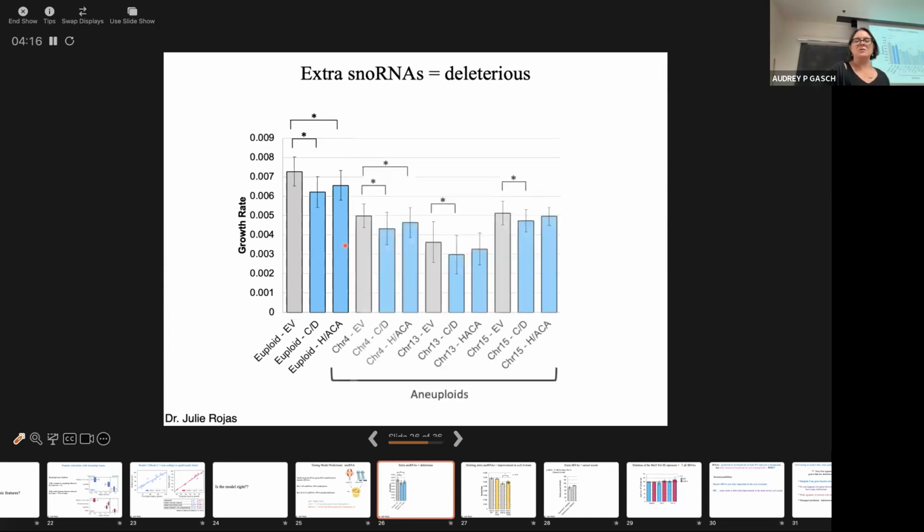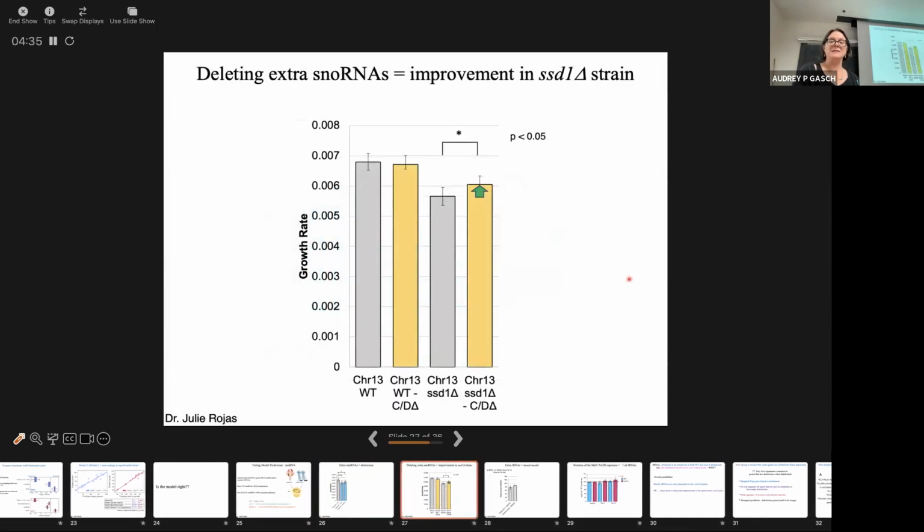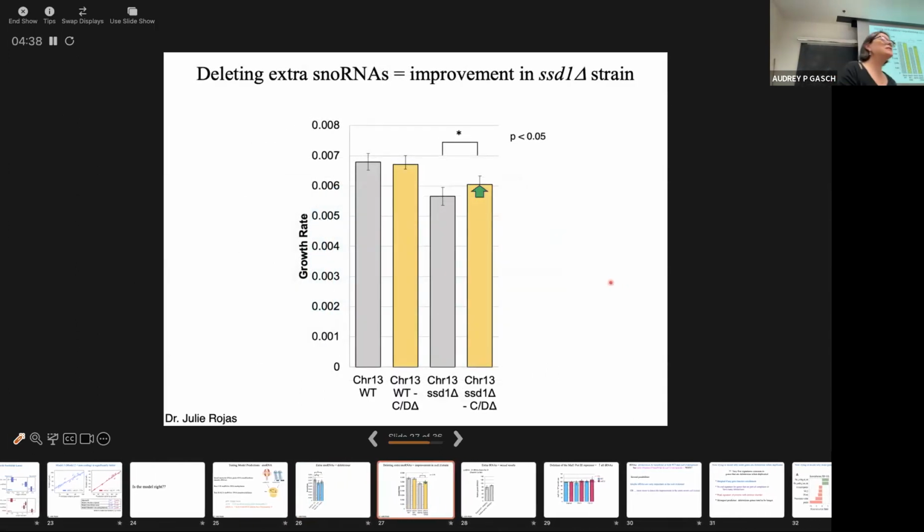And in fact, if she goes on to put the plasmids into the aneuploid cells, what we see is that in most of the cases, it's also deleterious. So this, we would say, check box. This has validated the model, at least to this extent, that for these snoRNAs, if you duplicate them, it's deleterious. Oh, actually, and then she did the reciprocal.